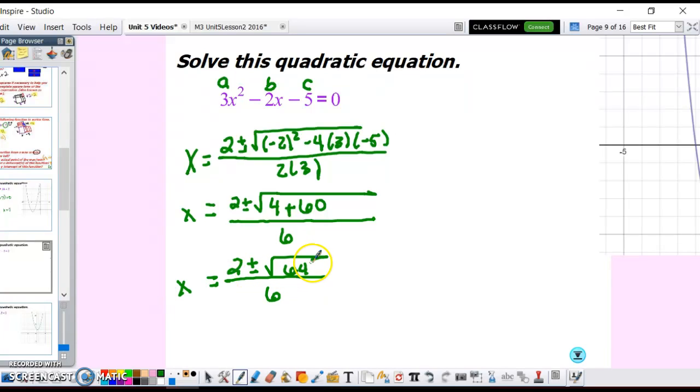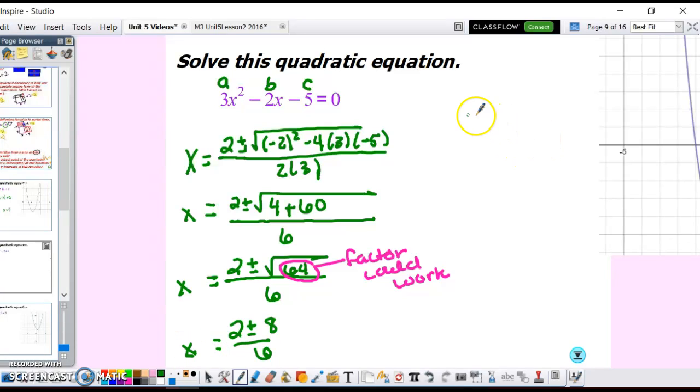Happens to be that square root of 64 is a nice number. What that means is we actually could have factored it. It looked a little scary to factor, but when you get a nice perfect square in there, factoring could have worked. Okay, factoring could work. But since we didn't, let's keep finishing here. We've got 2 plus or minus 8 all over 6.